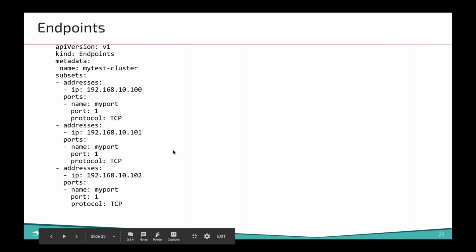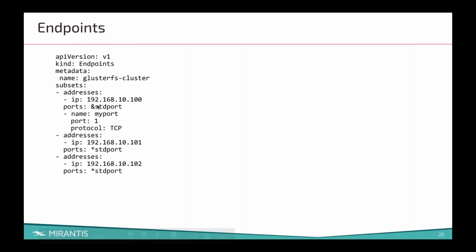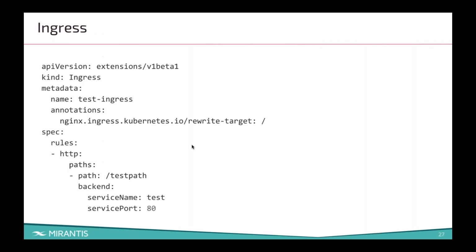So what's nice is we can then also use these anchors to create a complex value. So in this case, standard port is name, port, protocol. So once we define that, we can then go ahead and use it throughout the document. So we've got our addresses, the IP address, and then the ports. So we can just say standard port, standard port. We can have as many of those as we want.